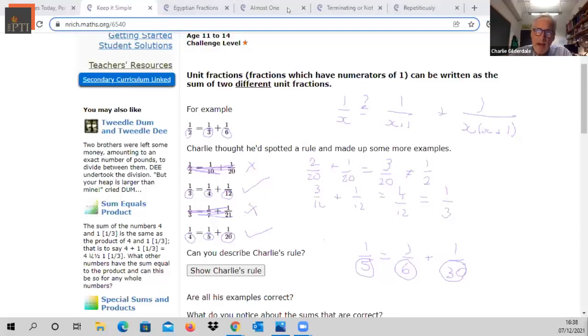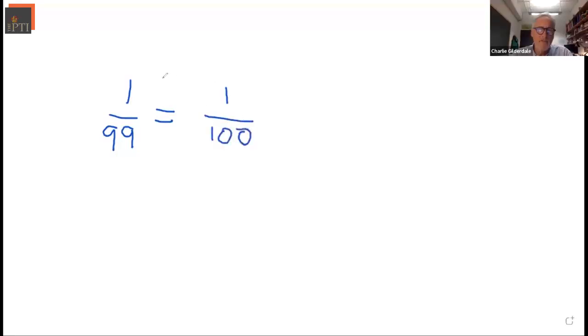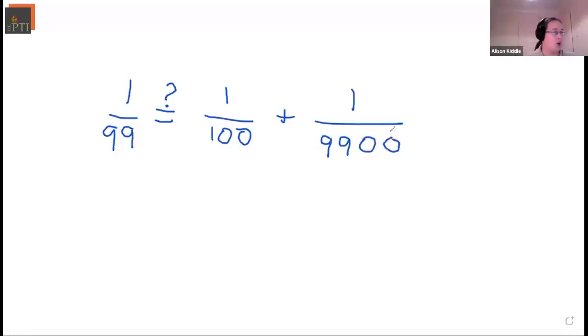Okay, so I'm going to try, is it true that 1/99 equals 1/100 plus 1 over 9,900? I've switched to the whiteboard so that we've got a bit more space. So how would you go about proving that? If it works for this, that's going to give me quite a lot of confidence that it might always work. Okay, so how would you go about proving this?